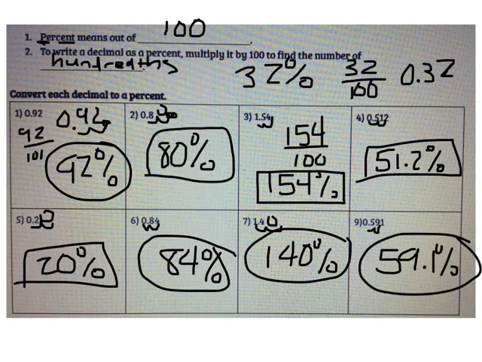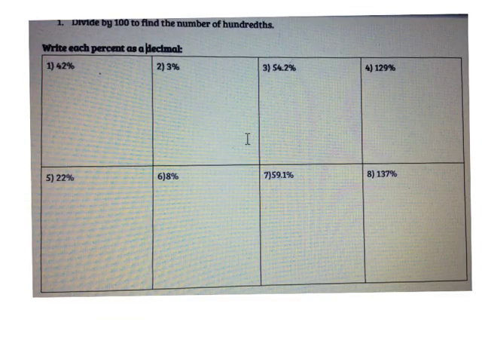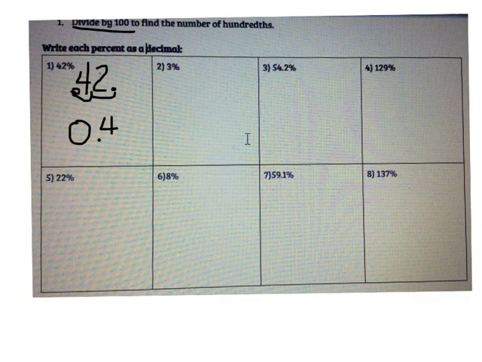So to convert a decimal to a percent, multiply by 100 and move the decimal twice to the right. That'll tell you the number of hundredths. To convert a percent to a decimal, I can go the other way. I can divide by 100 to find the number of hundredths. So to write 42%, I can start with the decimal after the ones place and move it once, twice. 42% means 42 out of 100, or 42 hundredths.